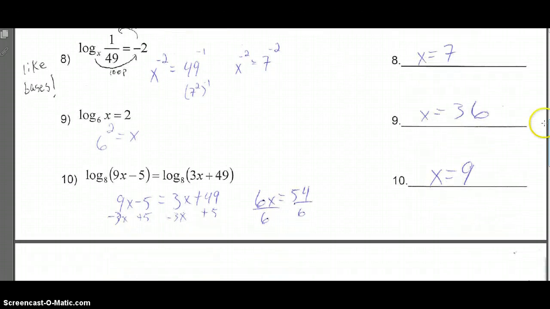Number 10, if I have log base 8 of something equal to log base 8 of something, that must mean that the guts are equal to each other, so I just set 9x minus 5 equal to 3x plus 49 and get x equals 9.